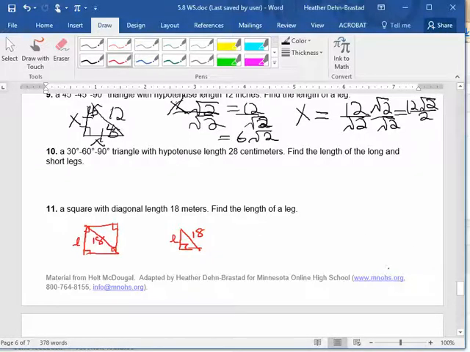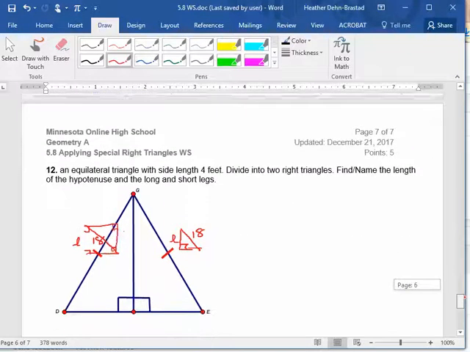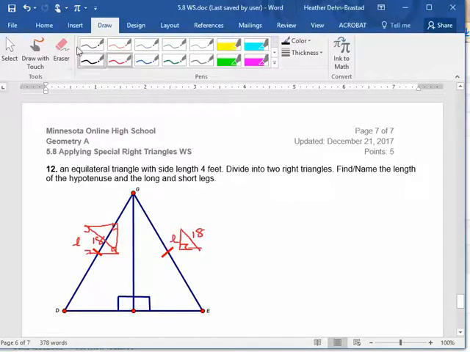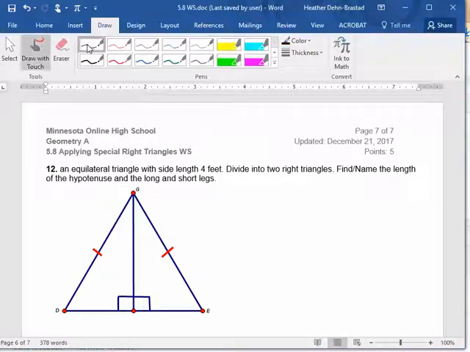Then we have some other problems down here, and on these ones the picture has been drawn for you. You have an equilateral triangle, so this side DE would also be congruent to DG and EG, but it was hard to draw that without putting a mark right on it. It was divided into 2 right triangles, and you're supposed to find all of the sides. We know only that each side is equal to 4, and your job is to find the hypotenuse, the long leg, and the short leg.